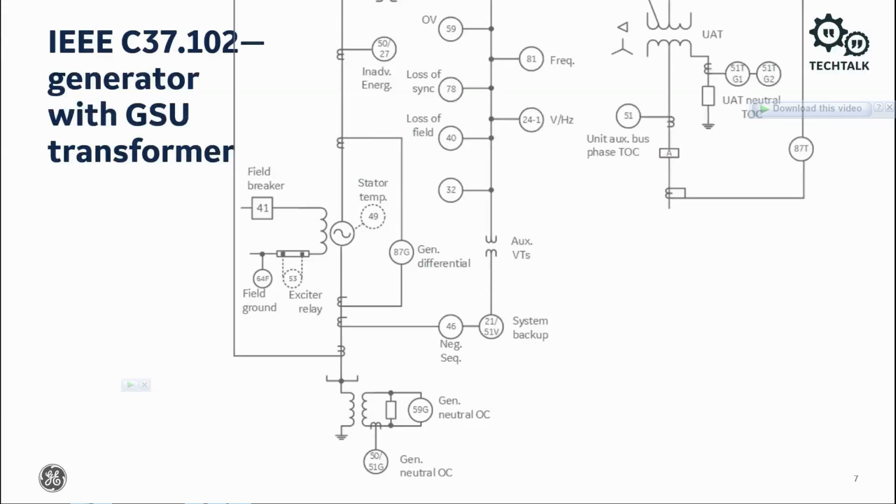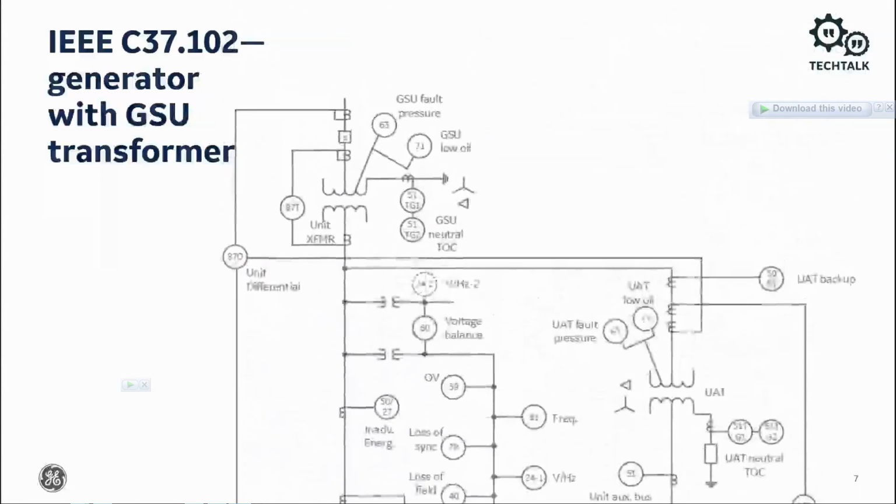Added elements include a distance element 21 that senses through the transformer, taking the transformer phase shift into account. There are volts per hertz over excitation 24 and frequency elements 81. In addition is out of step or loss of sync 78 and inadvertent energization 50/27.